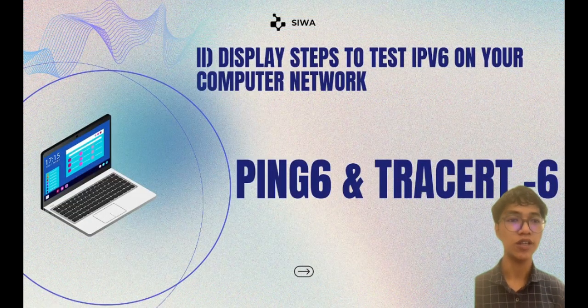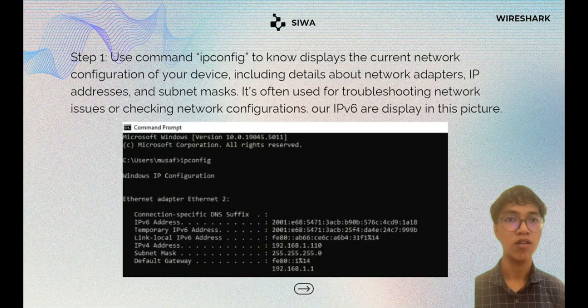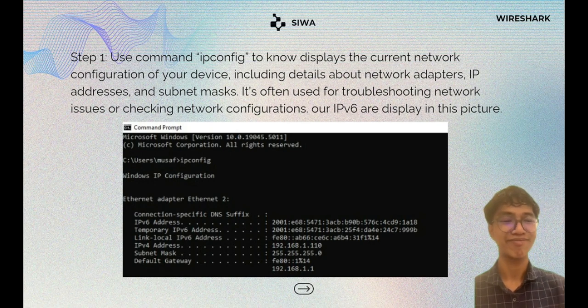Next question, we need to ping6 and tracert6. Step 1, we use the command ipconfig to display the current network configuration of your device, including details about network adapters, IP addresses, and subnet masks. It's often used for troubleshooting network issues or checking network configuration. Our IPv6 is displayed in this picture.